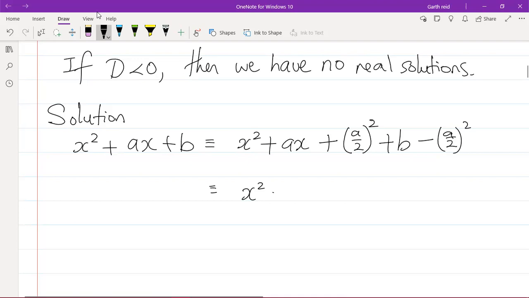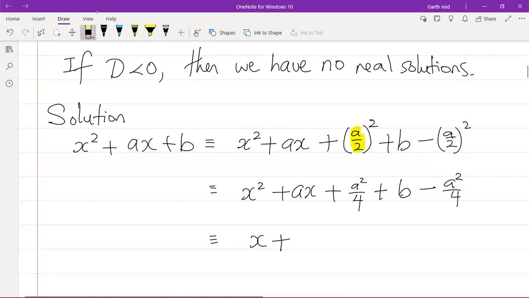So what we will get is x squared plus ax plus a over 2 all squared is the same as a squared over 2 squared, which is 4. All right, whenever you take the square of a fraction, it's the square of the numerator divided by the square of the denominator. All right, plus b minus a squared over 4. Excellent. So these three terms here, the x squared plus ax plus a squared over 4, that gives us our perfect square, which is going to be x plus the constant in the brackets here, a over 2.